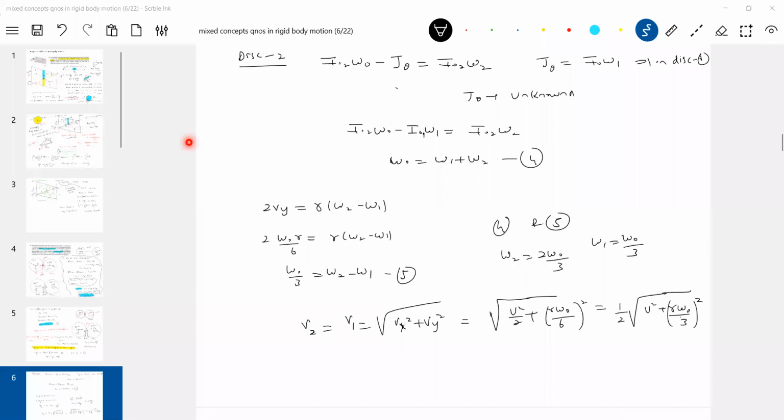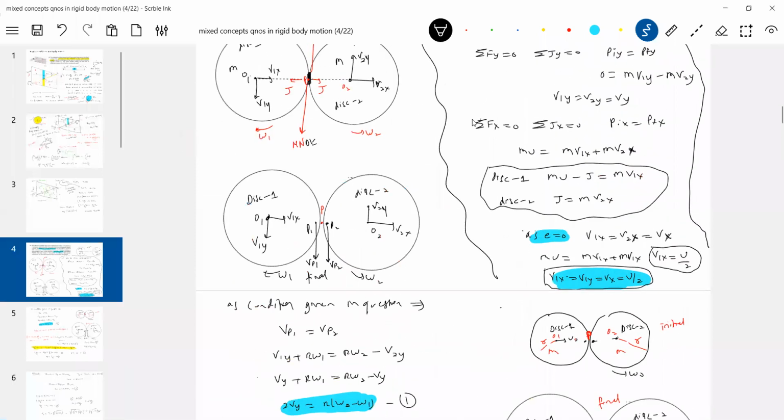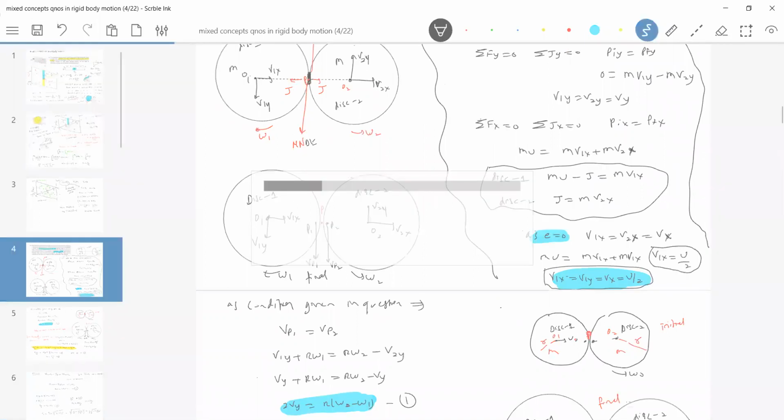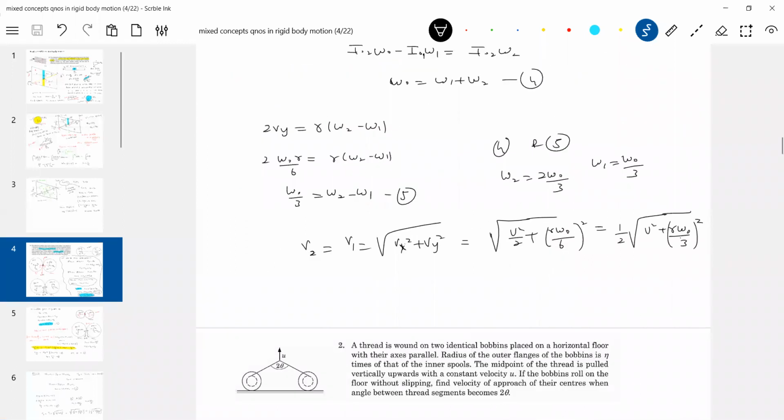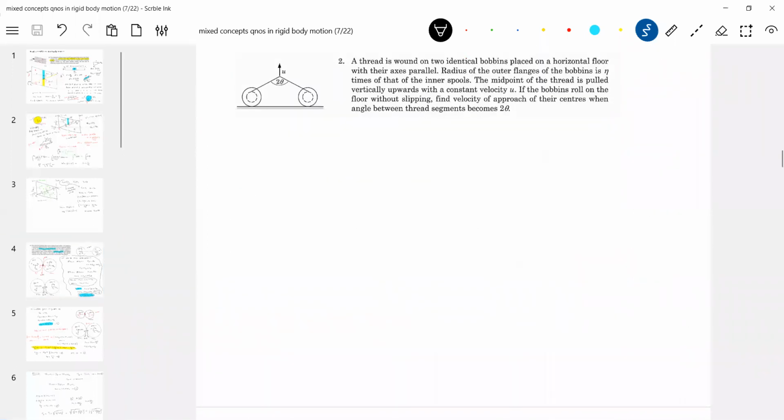At the end of the collision, V1x must be equal to V1y. I think long back we have discussed this, no? Later on you see, if you put in one more effort, all this one, because the problem has become lengthy. Okay, let's come to the other set of problems.